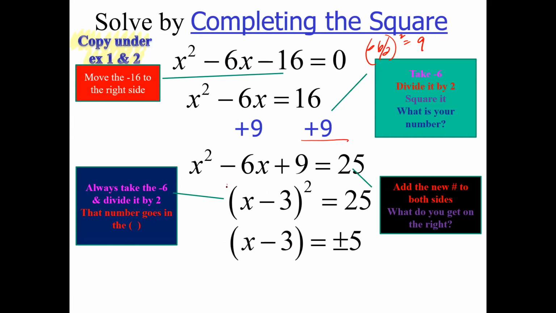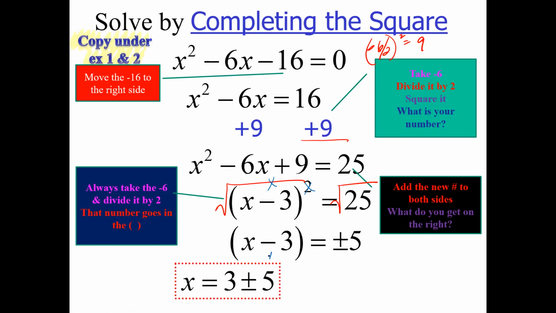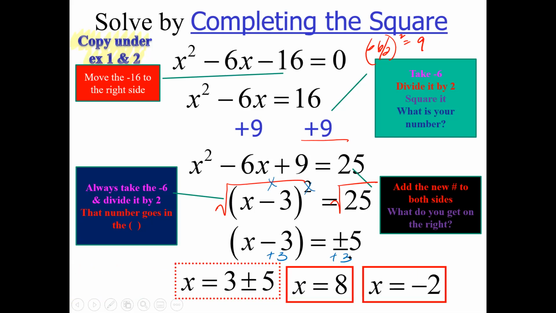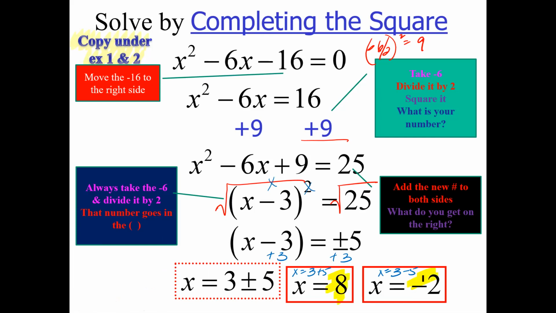Then I want to get rid of the square by square rooting both sides. So the square root and the square cancels. Square root of 25 is plus or minus 5. And the last step is opposite of a negative 3 is a positive 3. So I'm going to add 3 on both sides. But then keep in mind that you have 2 answers, okay? The first answer is x is equal to 3 plus 5. The second answer is 3 minus 5, which is a positive 8 and a negative 2. And that is your answer.